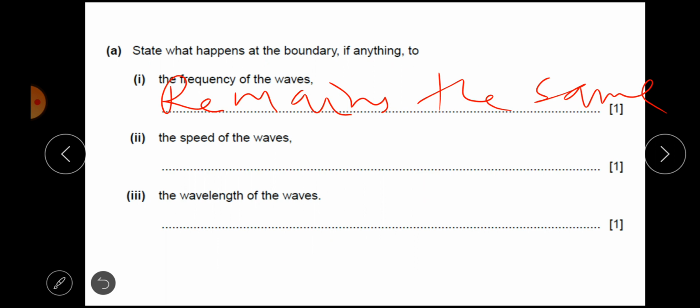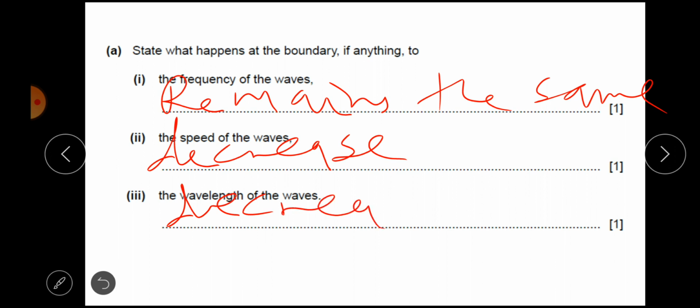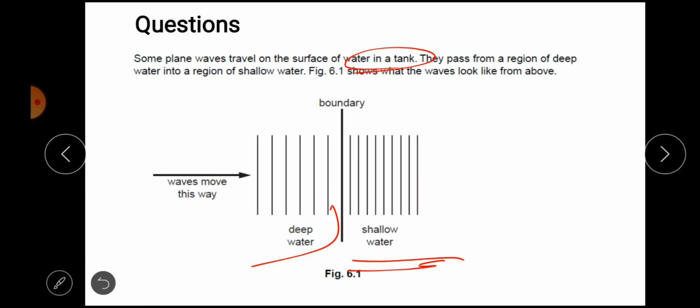And then the speed of the wave. What happens to the speed of the wave? The speed of the wave is going to decrease because now it has entered a shallow region. The wavelength also decreases because it has entered a shallow region. You can see here the wavelength in the shallower region is smaller than the wavelength in the deeper region. If you could measure the distances between two wavefronts, you could tell that. Even without measuring, it's easy to tell from the diagram.